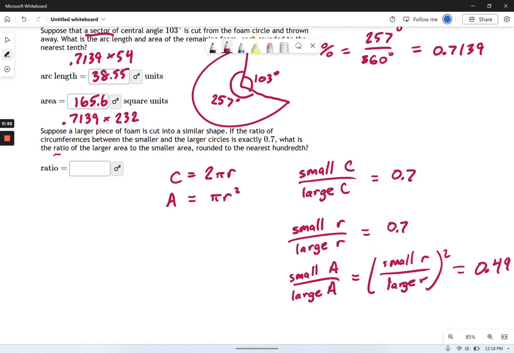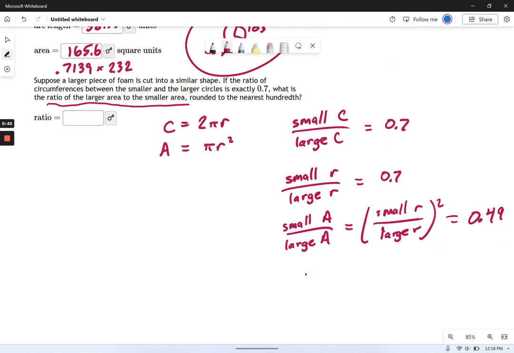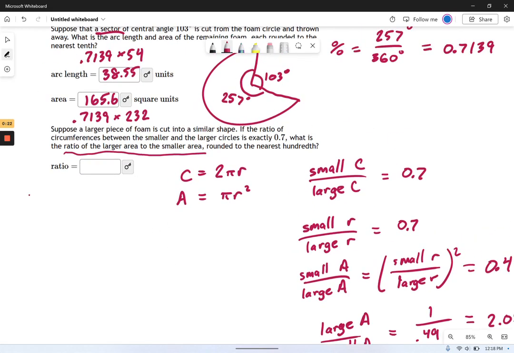Now, that would be the answer if they were asking for the ratio of small to large. They're asking for the ratio of the large to the small, which just means you have to flip this fraction over and take the reciprocal of it. So my answer here is going to be large area over small area equals 1 divided by 0.49, or 0.7 squared. And my calculator says 1 divided by 0.49 is about 2.05. That's the ratio of the area of the large one compared to the area of the small one.